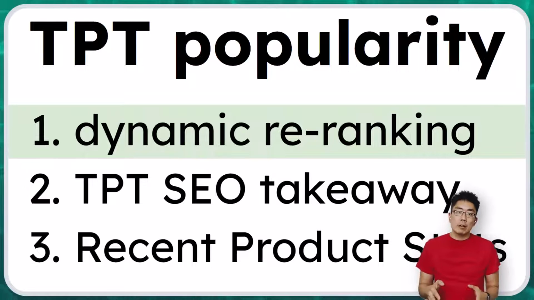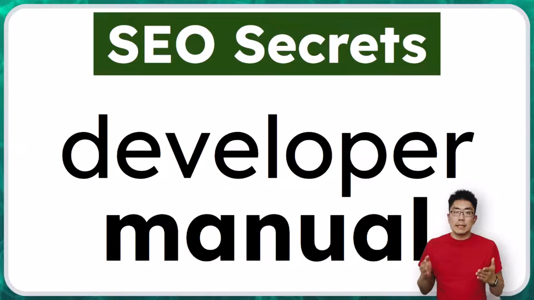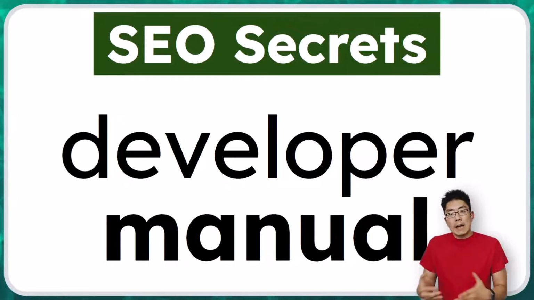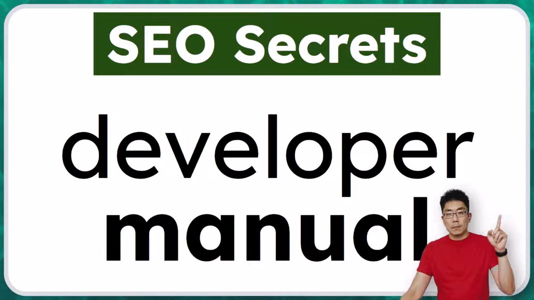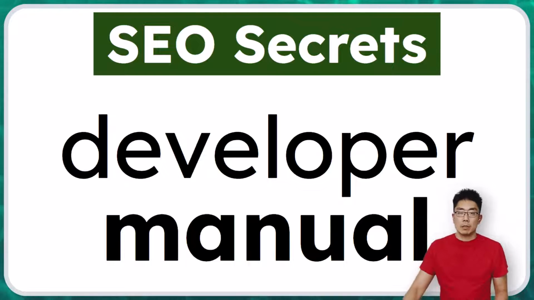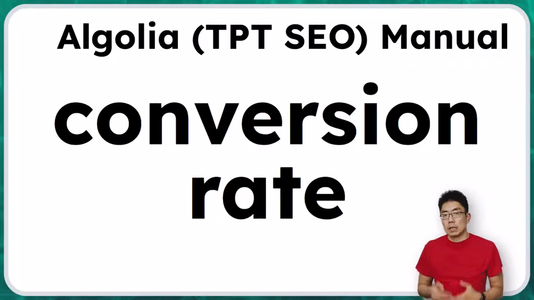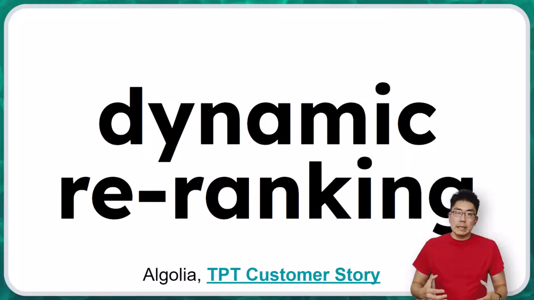We can do that by looking at our product stats for the last week, as opposed to the lifetime of your products. In this weekly Sunday series, we dive into the TPT SEO manual. They use a search company called Algolia. Check out the playlist at the top and I'll walk you through the first 8 episodes. Today in episode 9, we're going to look at conversion rate, which is really covered under this feature called dynamic re-ranking.